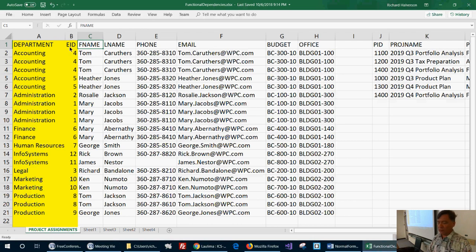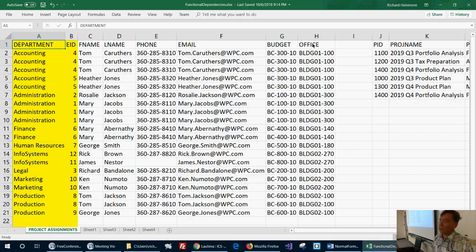We see that the first name is determined by only EID. The last name is determined only by EID. The phone is only determined by EID. The email is only determined by EID. The budget is determined by department, and office is determined by department. So there's not even anything that's dependent on both of them. So this is a terrible example; this is absolutely not in second normal form.